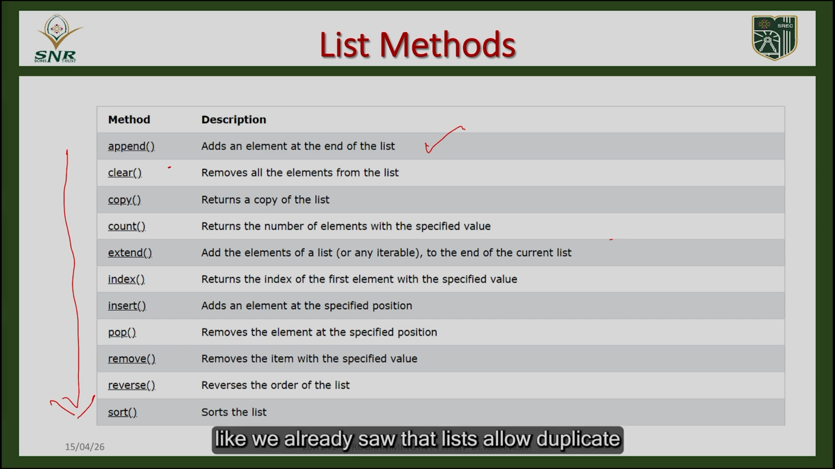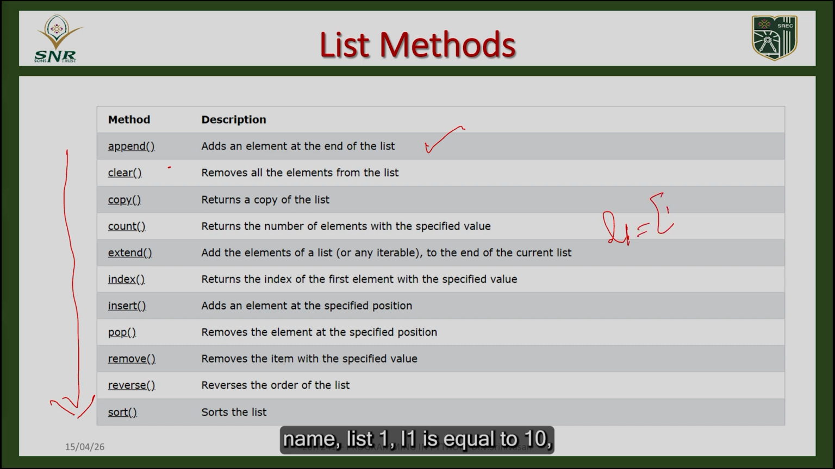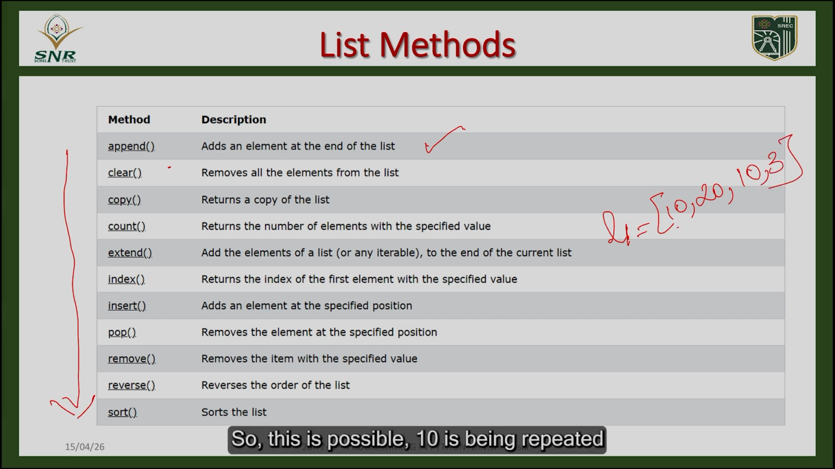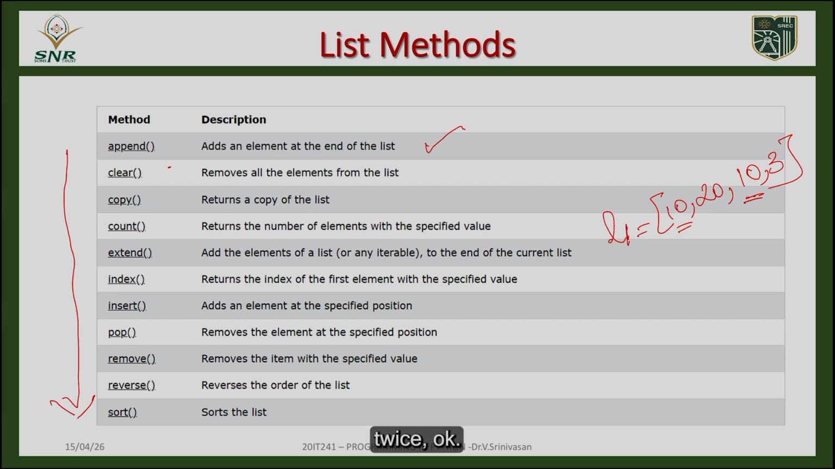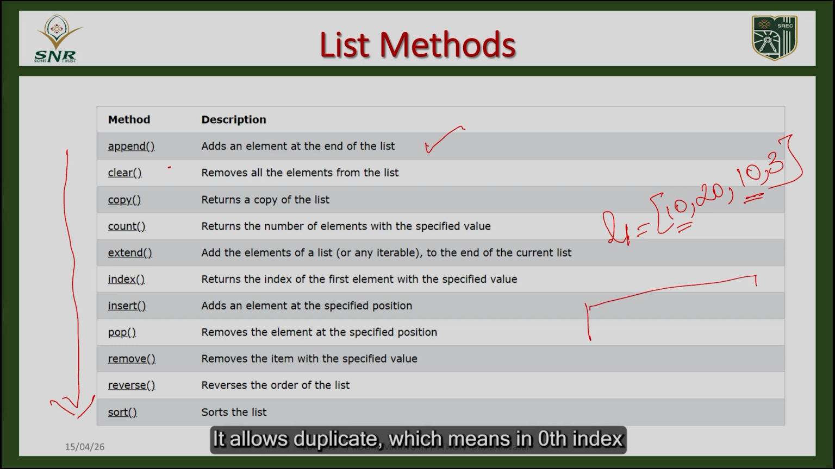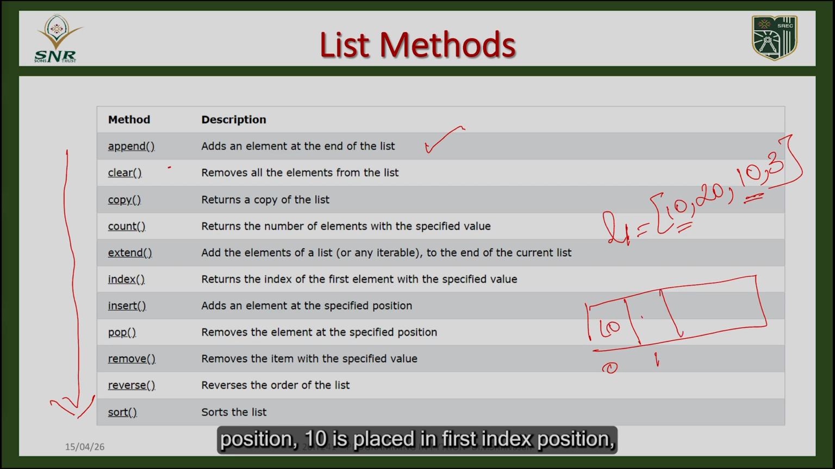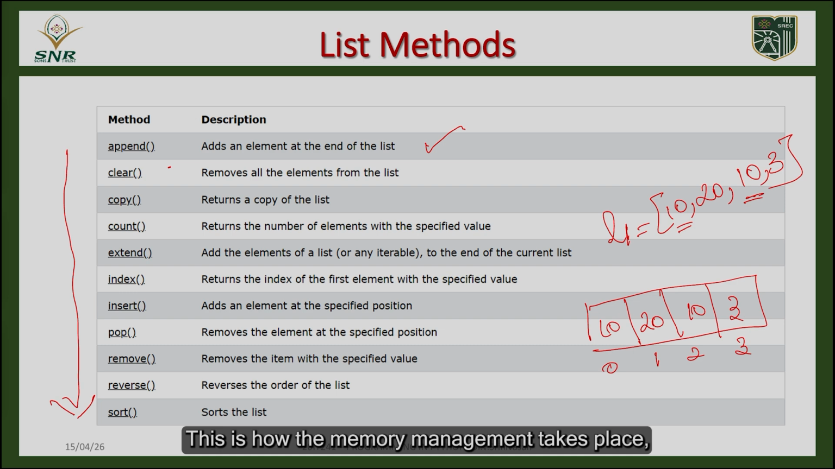We already saw that lists allow duplicate values. So for example, if I have a list named L1 equal to 10, 20, 10, 3, this is possible. 10 is repeated twice. It allows duplicates, which means in the 0th index position 10 is placed, in the first index position 20, in the second index position again 10, and 3 in the third index position. This is how the memory management takes place.